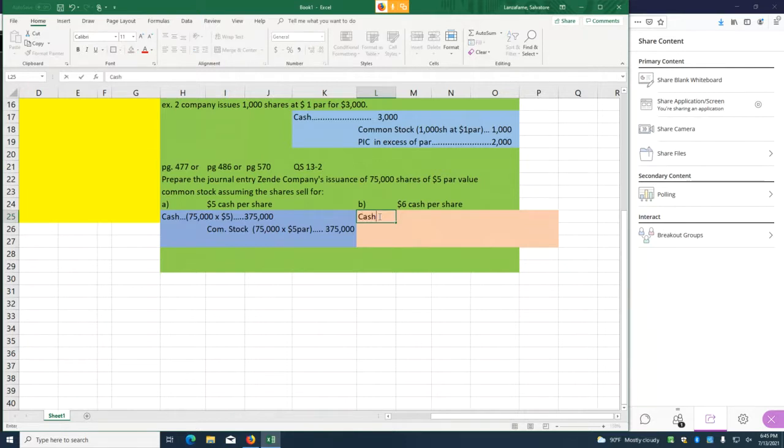In B, you're going to debit cash, but now we're selling them for $6 a share. So 75,000 shares multiplied by $6, $450. You're now going to credit common stock for the par value, so 75,000 shares at the $5 par. And that would be $375.